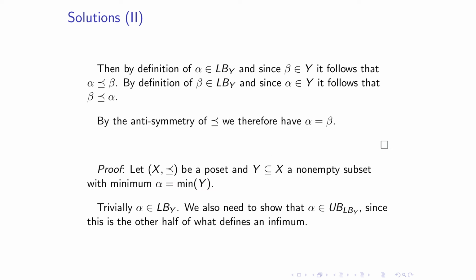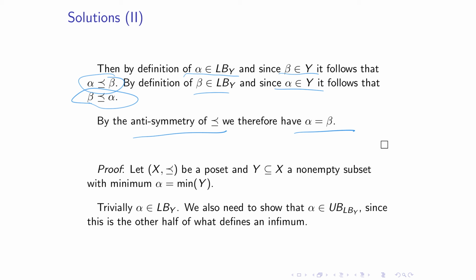Now, since alpha is a lower bound of Y, and since beta is in Y, it follows that alpha preseeks beta. Since beta is a lower bound, just basically do it the other way around, so beta preseeks alpha. Then anti-symmetry tells us that alpha is equal to beta, which is exactly what we intended to show. This is the demonstration of uniqueness.